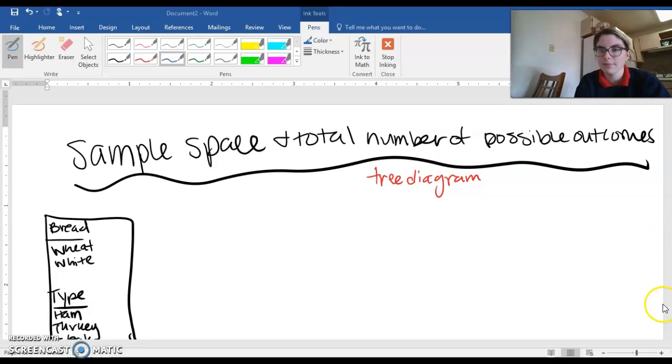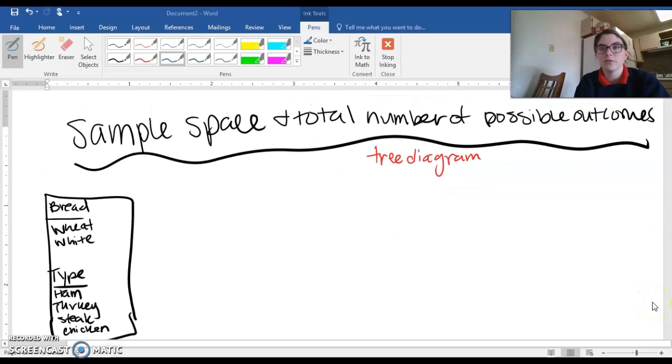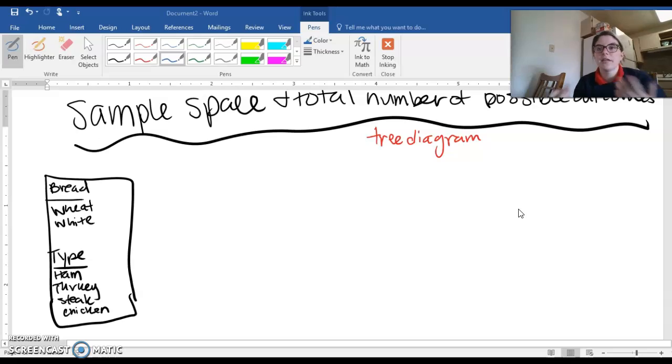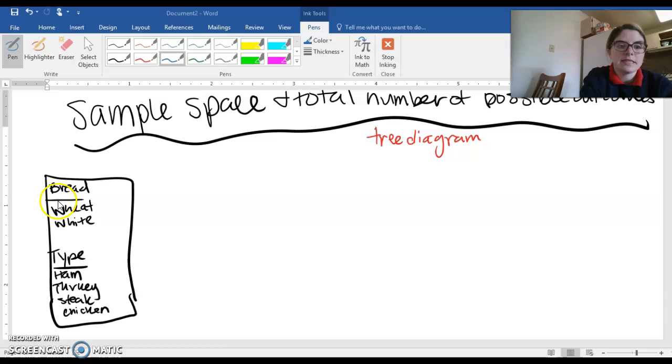For sample spaces, the first type of problems we're going to do is they want us to find the sample space, and then they want us to tell them what the total number of possible outcomes is. In order to find the sample space, we're going to be making a tree diagram. They're going to give you different types of things. So they might say, okay, I'm making a sandwich, and these are the breads that I have, and these are the types of sandwiches that I can make.